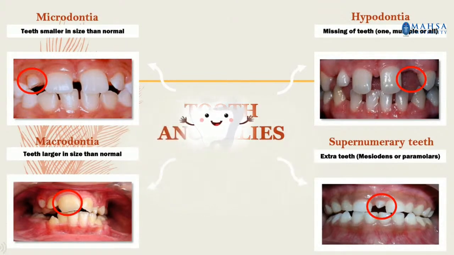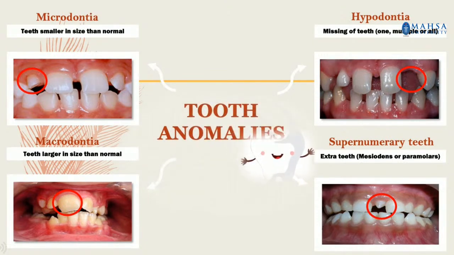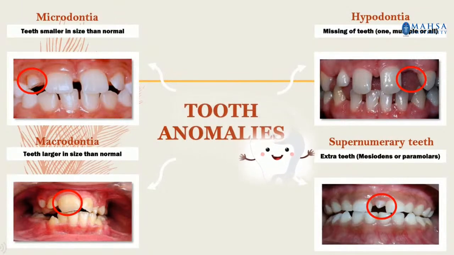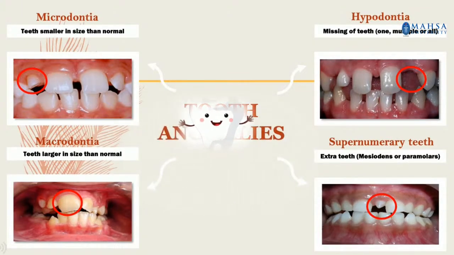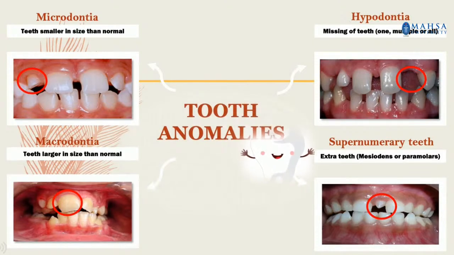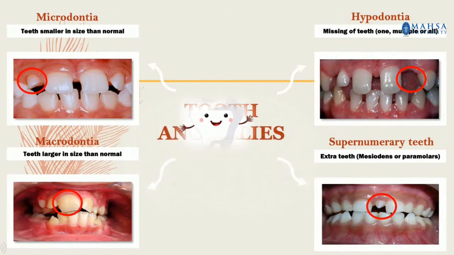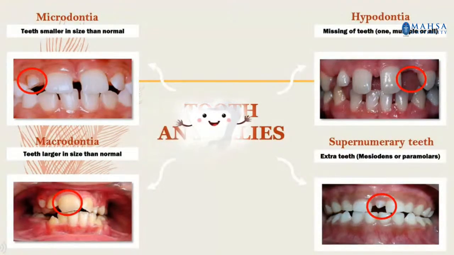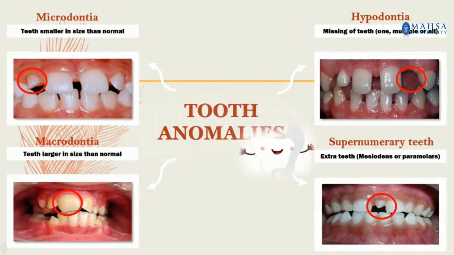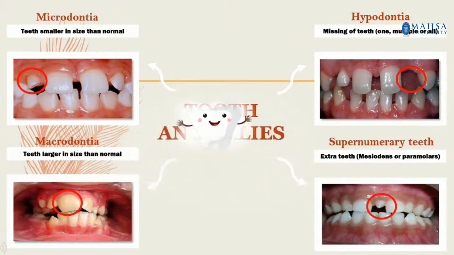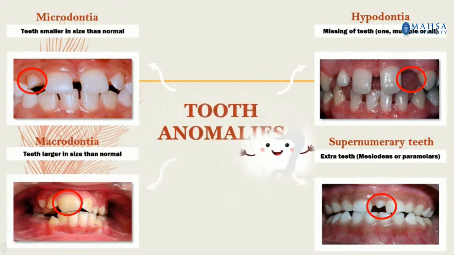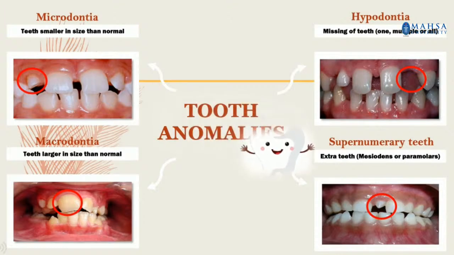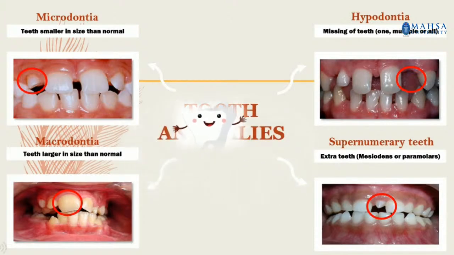The next anomaly is microdontia, where the teeth are smaller in size than normal teeth depending on each individual. The tooth most commonly affected is the upper lateral incisor, which is called a peg lateral because of its shape. The other type is macrodontia, which is the opposite of microdontia, in which the teeth are bigger than normal size. This condition usually is caused by hormone disturbances, for example, in the case of gigantism.